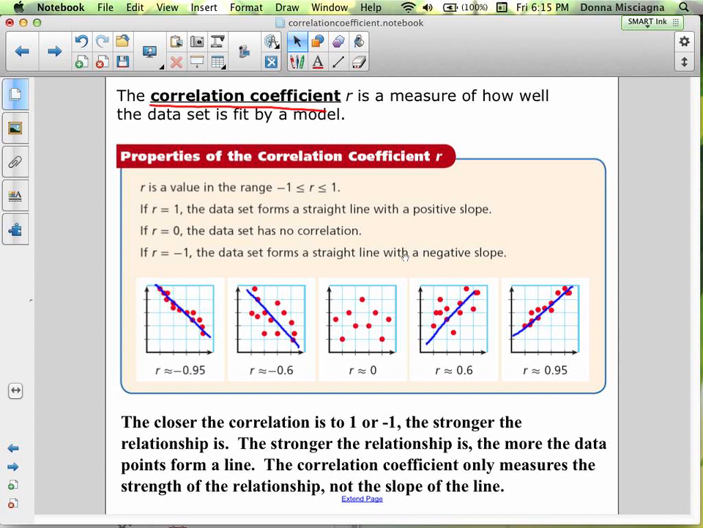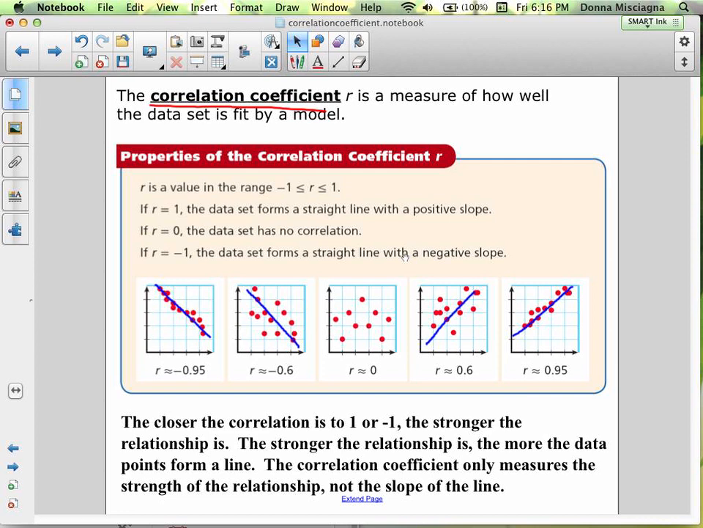So first of all, R is a value in the range of -1 to 1. And so our correlation coefficient cannot be less than -1, and it cannot be greater than 1. If the correlation coefficient is 1, the data set forms a straight line with a positive slope. If the correlation coefficient is 0, the data set has no correlation. If your correlation coefficient is -1, the data set forms a straight line with a negative slope. The closer the correlation is to 1 or -1, the stronger the relationship is. All right, it's not giving us the slope. So correlation coefficient is not slope. It measures the strength of the relationship, not the slope of the line.